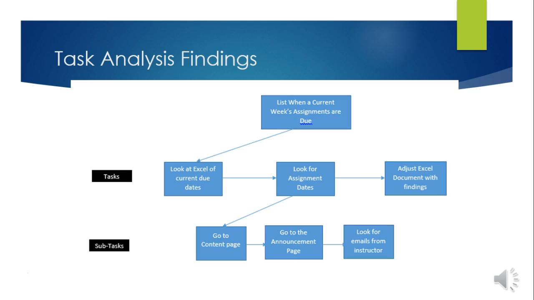They first go to the content page of all of their classes and record due dates from that. They will then go through the announcements to make sure that none of that information has been changed. And last, they will go through their emails to look for the same. They then make sure that their Excel spreadsheet is updated with what they found.